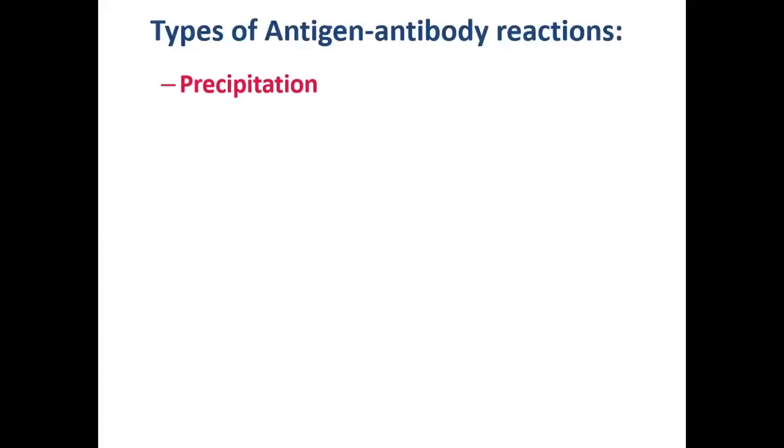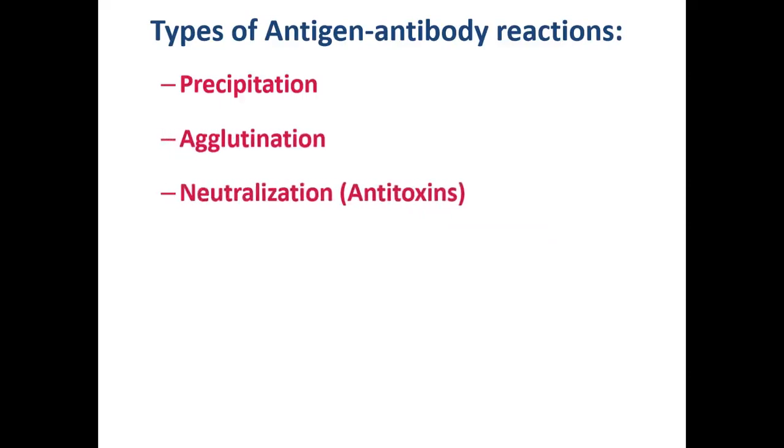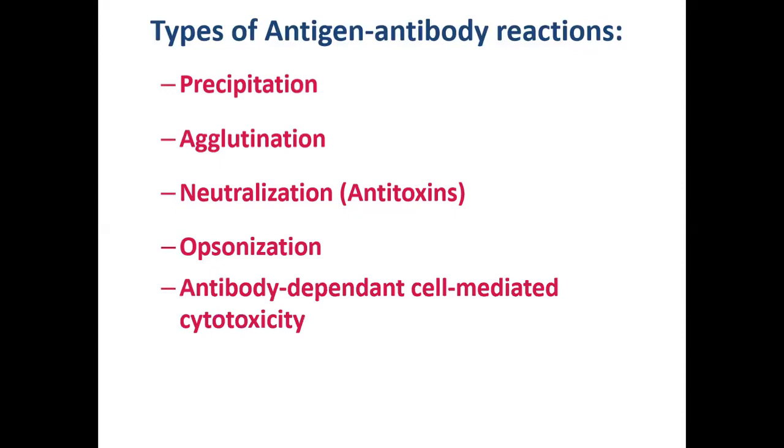The types of antigen antibody reaction can be precipitation, agglutination, and also neutralization, that is antitoxins. Antitoxins can be produced against endotoxins or exotoxins. It can also be opsonization. Opsonization is something close to phagocytosis, where something is engulfed, and then it is immobilized and destroyed. More of what we call phagocytosis when we talk about macrophages.